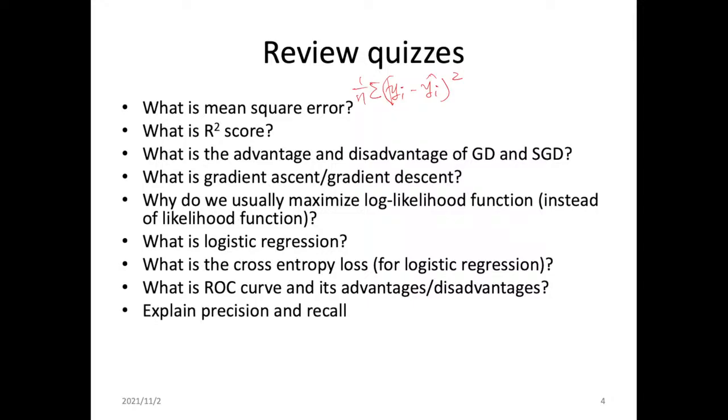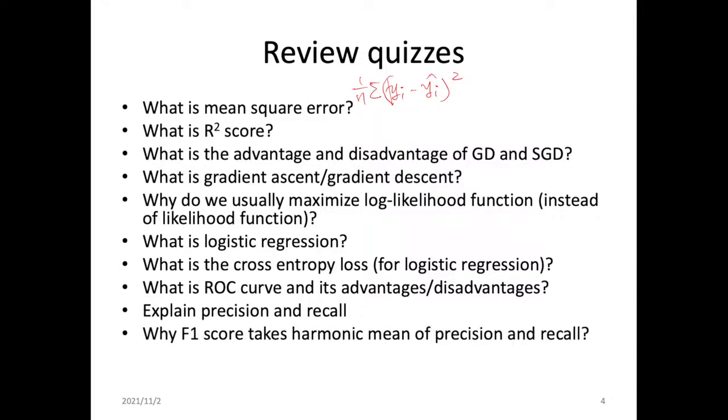Explain precision and recall. Precision is, whenever your model predicts positive, the percentage that is indeed positive. And recall is, out of all the truly positive instances, the percentage that are predicted as positive by your model. That's recall.